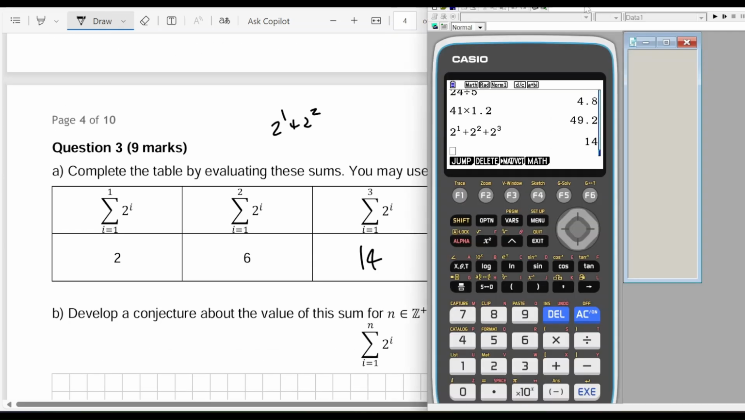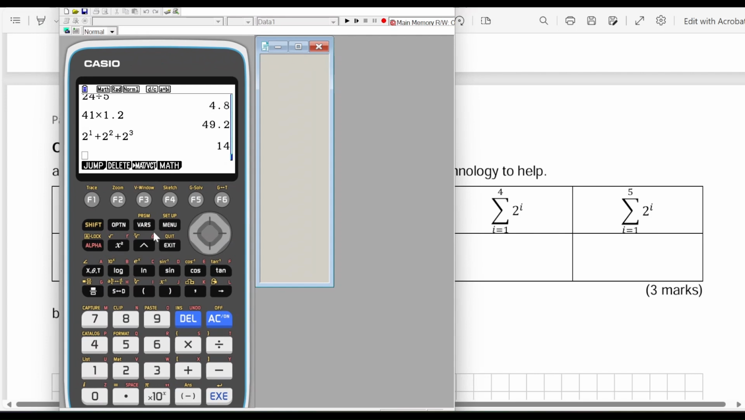Now, how do we do this a little bit quicker? Well, your calculator has a sum button. It's under math, and then it's in sum there. So we'll do that sum. It's going to be 2 to the power of x in the sum, and then it's going to go from x is 1 to, and then the number up the top will vary. So let's just check that we can verify all these sums first.